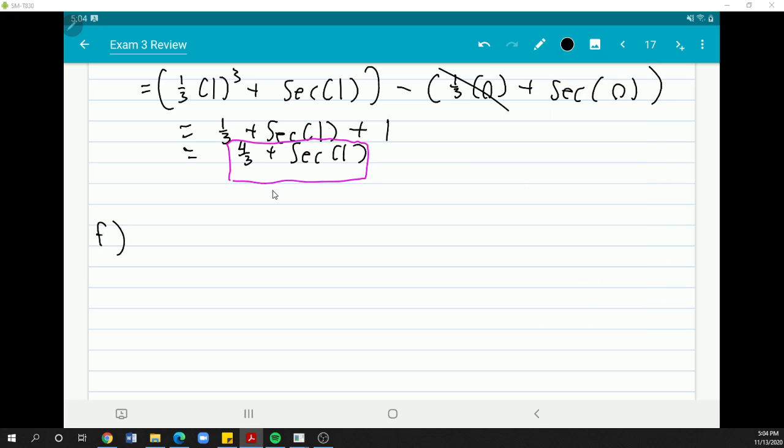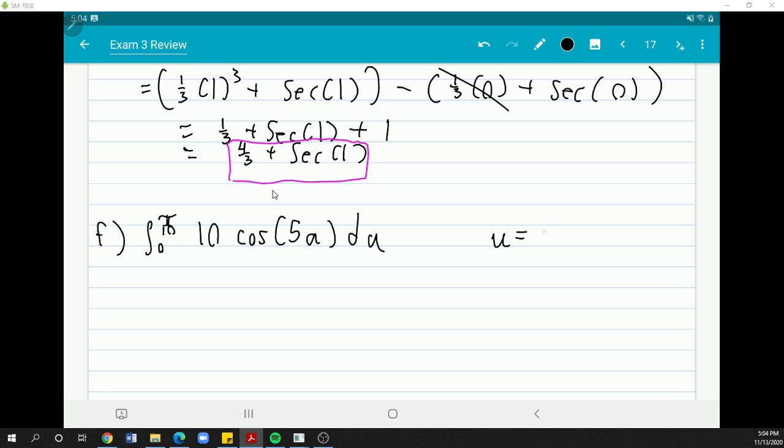F. Integral from 0 to pi over 10 of 10 times cosine of 5a dA. So here this is one where I almost know what it is. The integral of cosine is sine, but that 5a is messing with me a little bit.